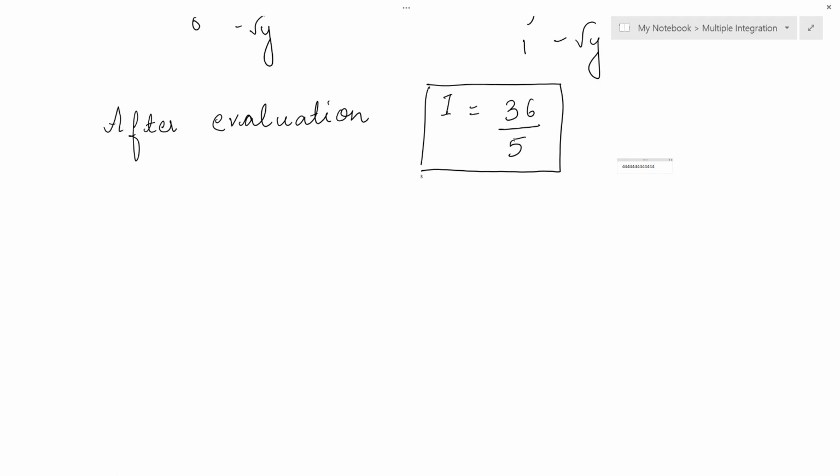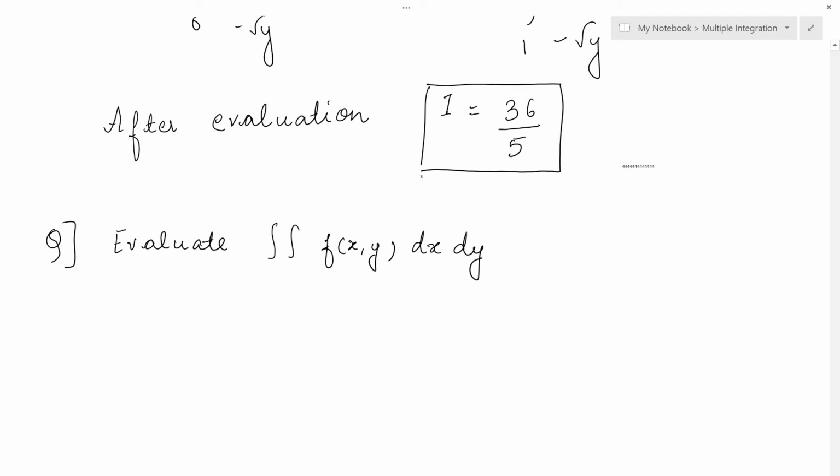Now let us take one more example so that the regions will be clear to you. Here I won't give you the integrand, so this is just for your practice. So this is evaluate double integration. Let me take any function f of xy. No need to solve the integration, right? You just need to know how to find the limits over here.